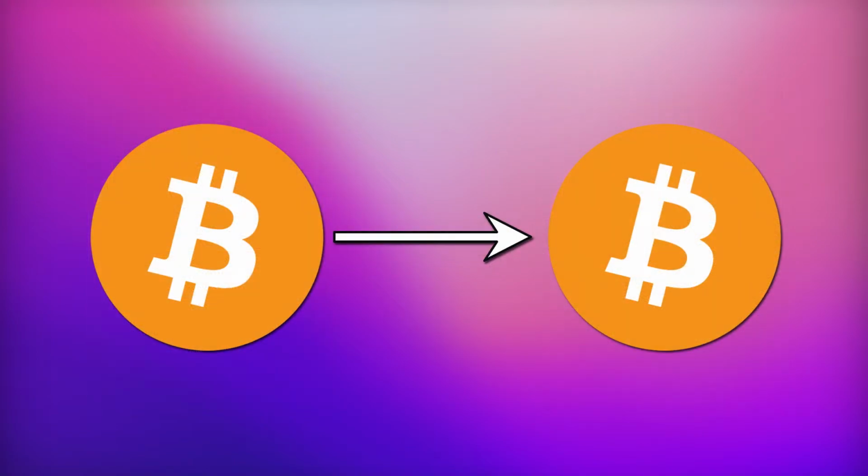An example of something that is fungible is Bitcoin. Because you can swap Bitcoin for Bitcoin, you will still have the exact same thing, which is obviously Bitcoin.